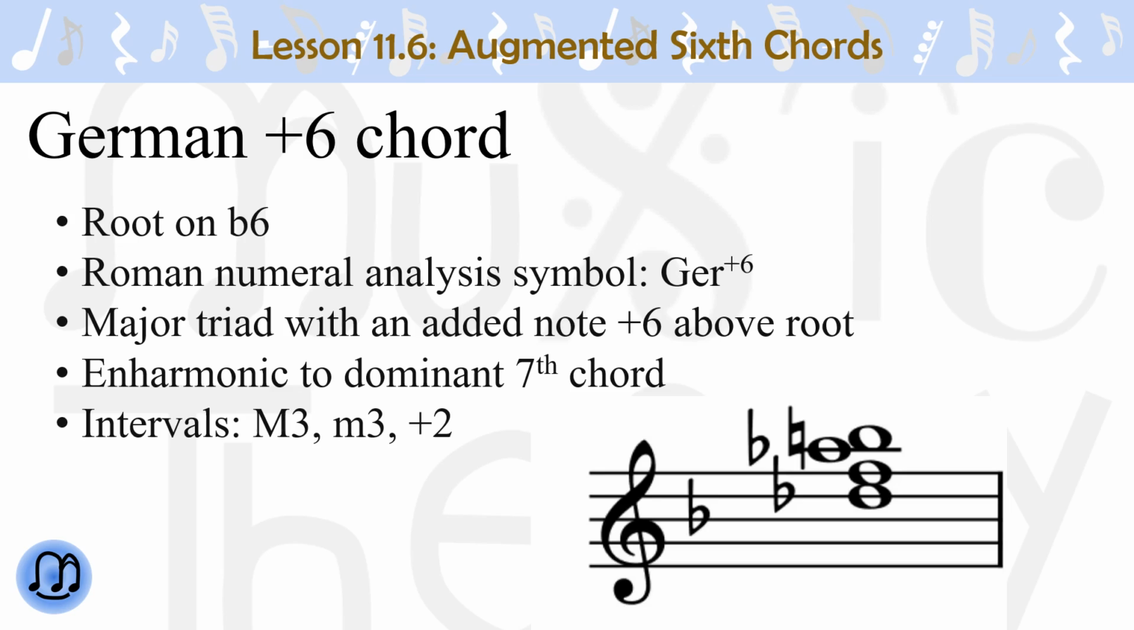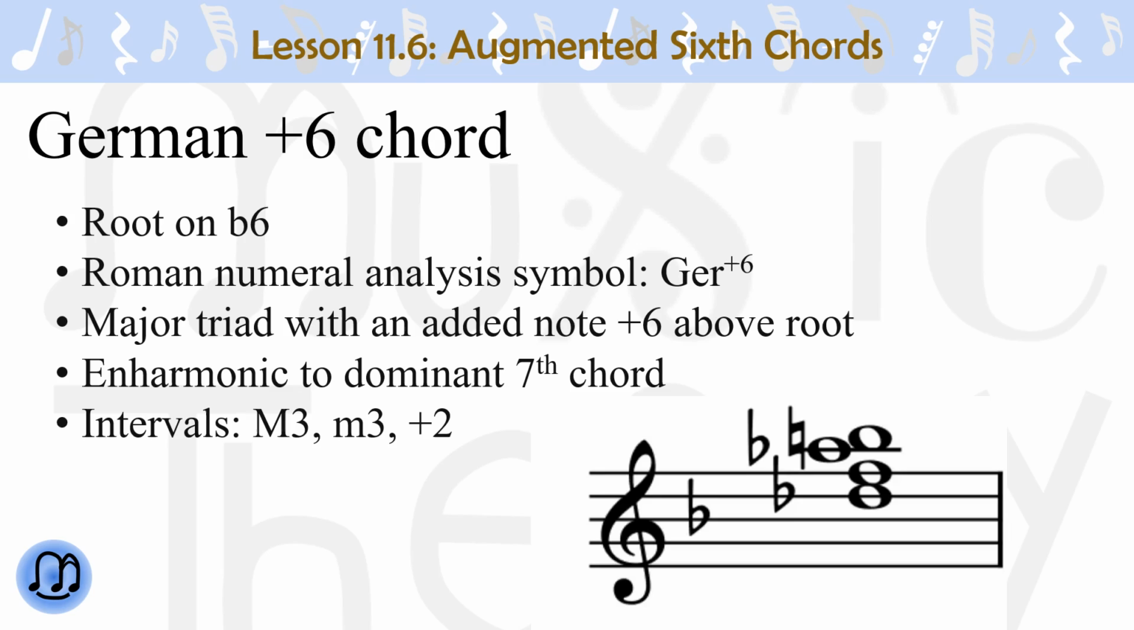The Roman numeral analysis symbol for the German augmented sixth chord is GER and a superscript +6. The German augmented sixth chord is a major triad with an additional note an augmented sixth above the root. It is the enharmonic equivalent of a dominant seventh chord. The intervals between the notes from bottom to top are major third, minor third, and augmented second.